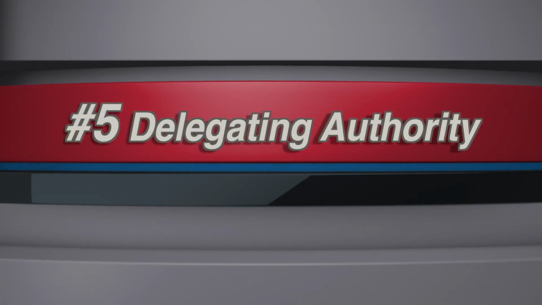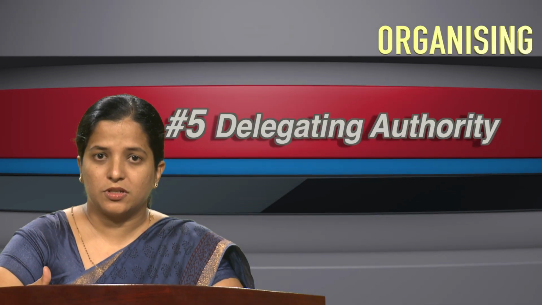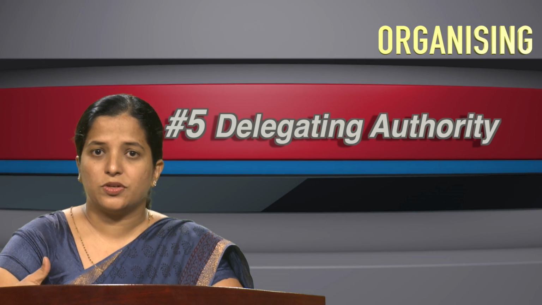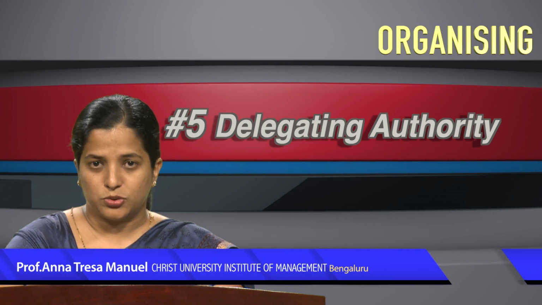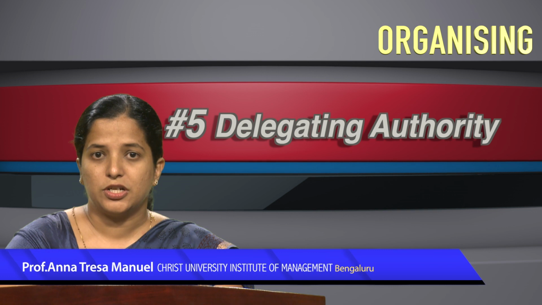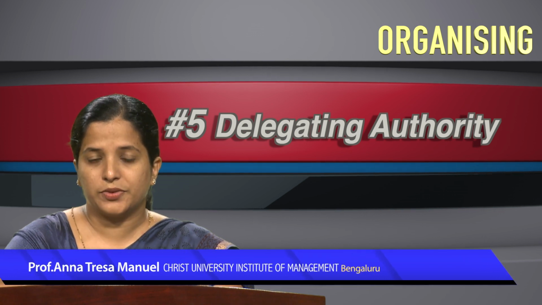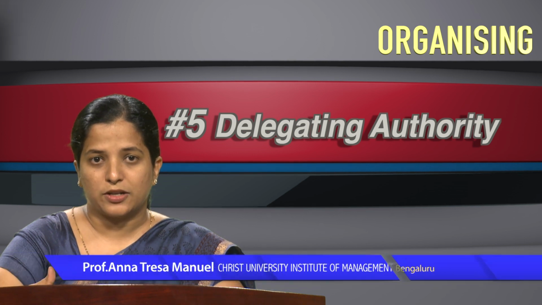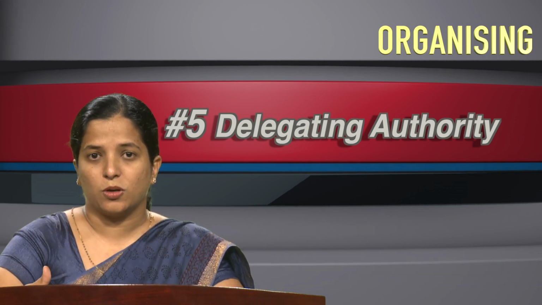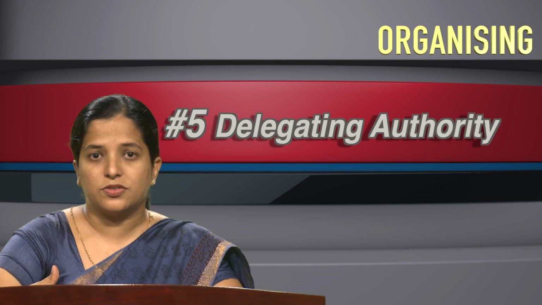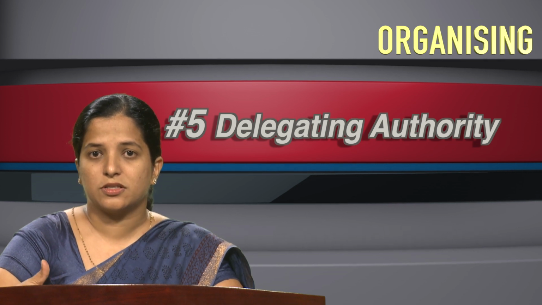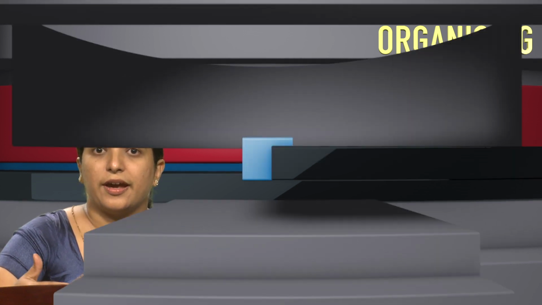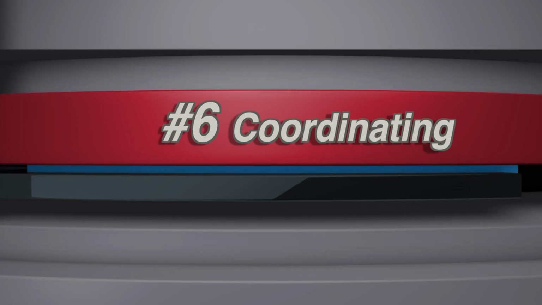The next step is delegating authority. People are entrusted with the responsibility of managing the individuals and the work groups in each department or division. This requires effective delegation of authority to each manager to enable him to issue orders and in return receive exact obedience from the subordinates. And the last one is coordinating.